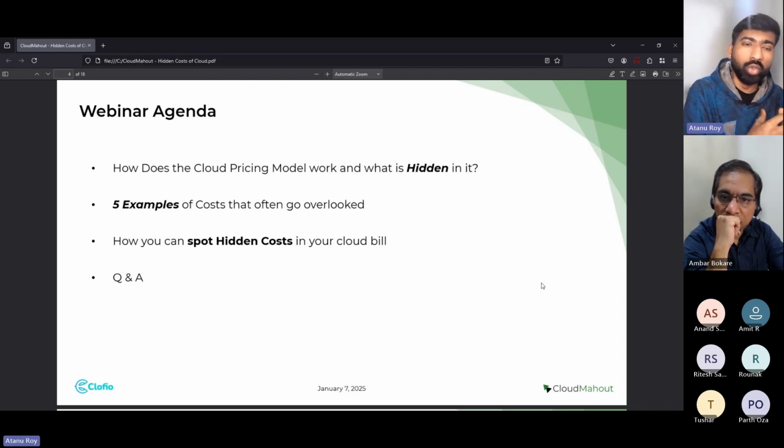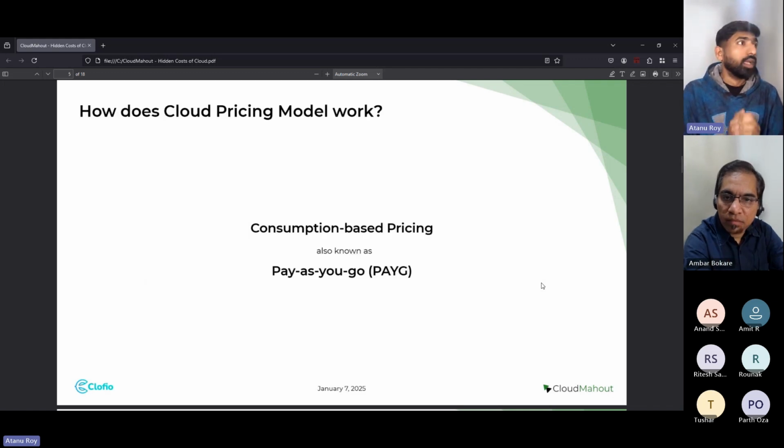Then we are also going to talk a little bit about how you can yourself spot these kinds of hidden costs in your cloud bill, and eventually we will open the floor for the Q&A. So let's start with it. How does the cloud pricing model work?